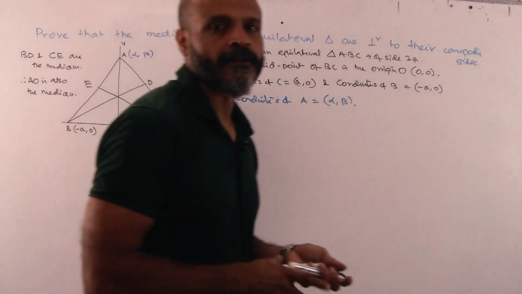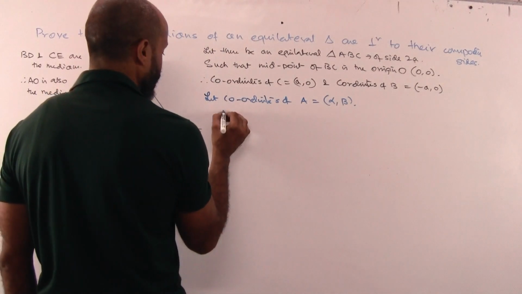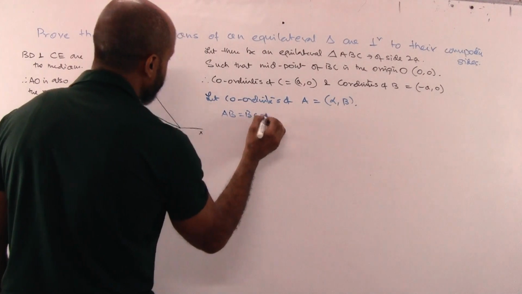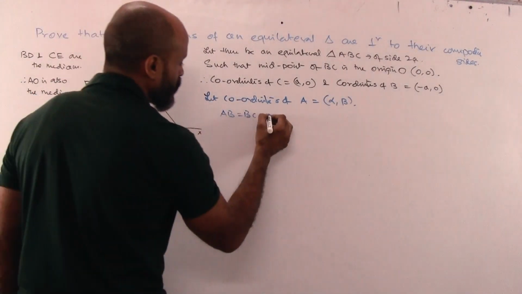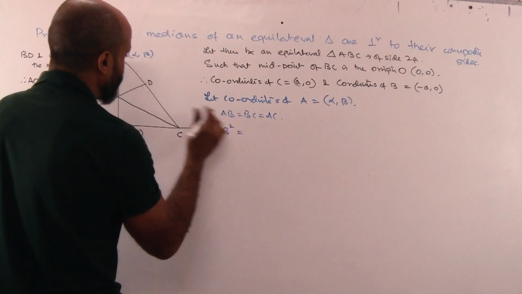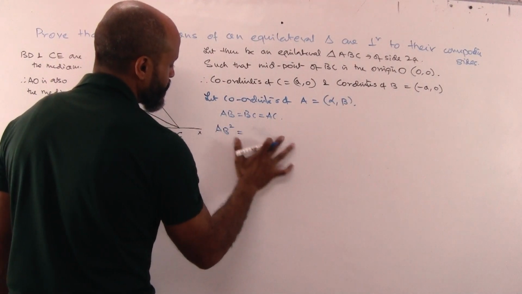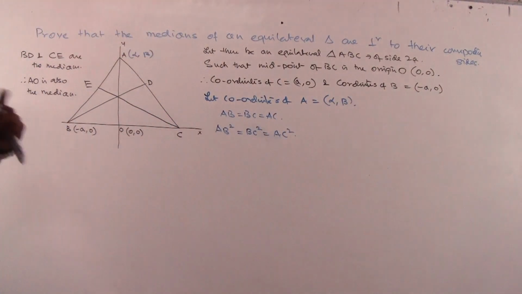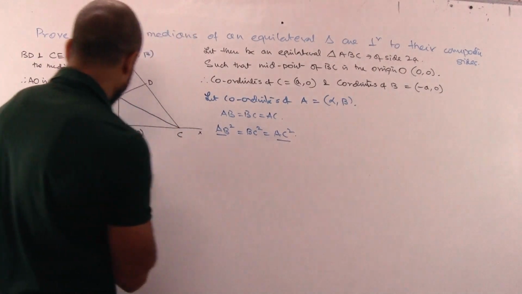So if it is an equilateral triangle, obviously the sides are equal to each other. So we can say that AB is equal to BC is equal to AC. So obviously AB square will be equal to AC square, or rather BC square will be equal to AC square. Now let's pick up these two, AB and AC.